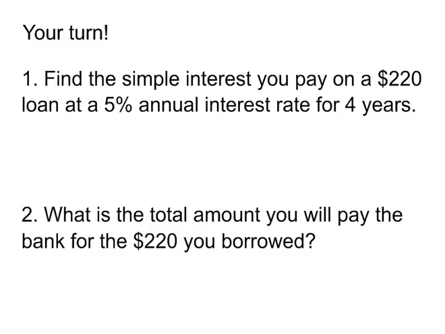Okay, now it's your turn. Find the simple interest that you would pay on a $220 loan at a 5% annual interest rate for 4 years. Once you do that, number 2 asks, what is the total amount you will pay the bank for the $220 you borrowed? So what will be the total? Follow the example that we just did. Come in with this tomorrow so we can check it.